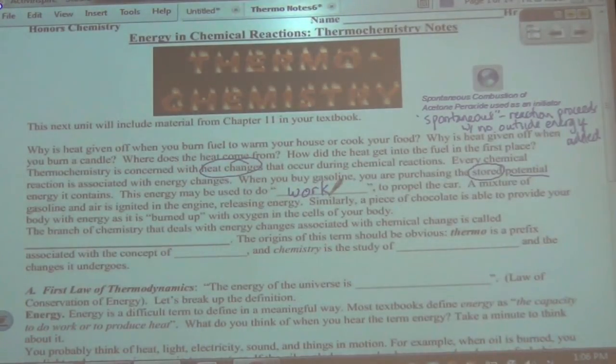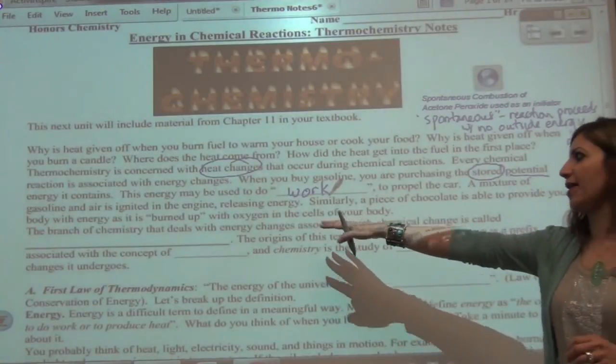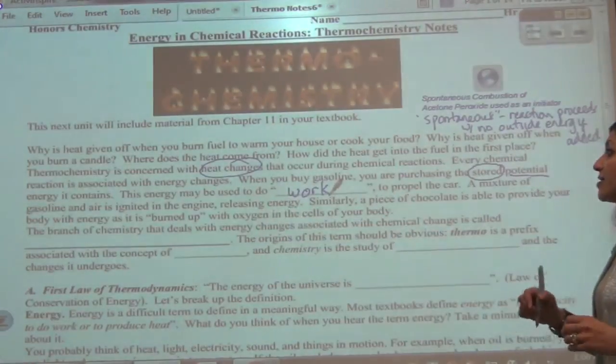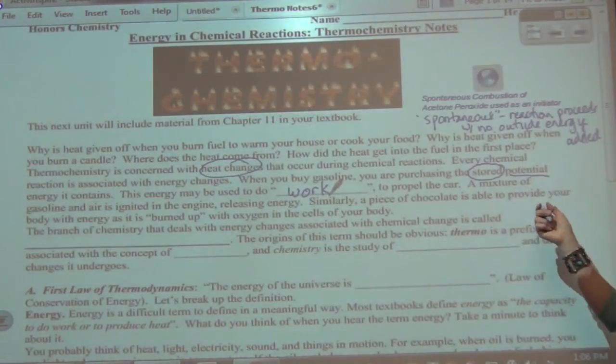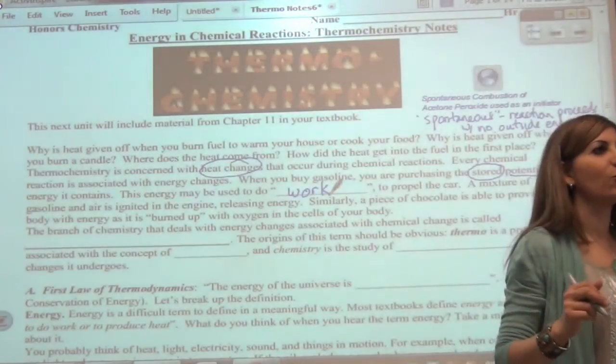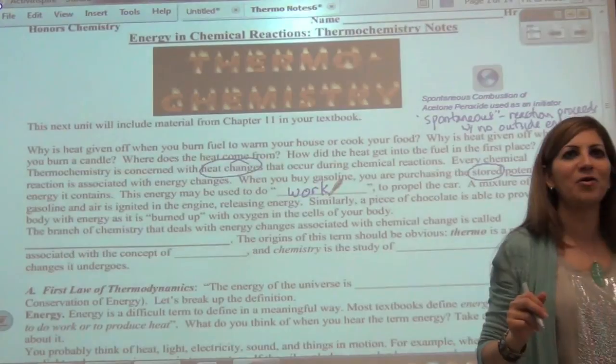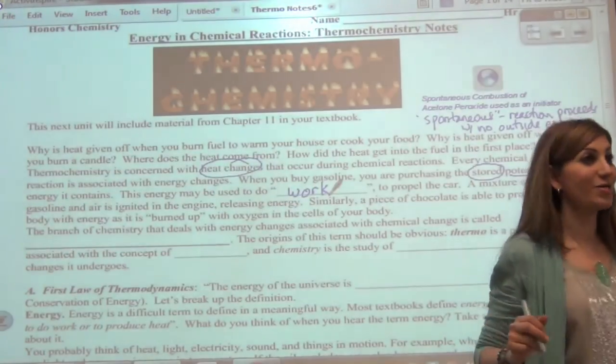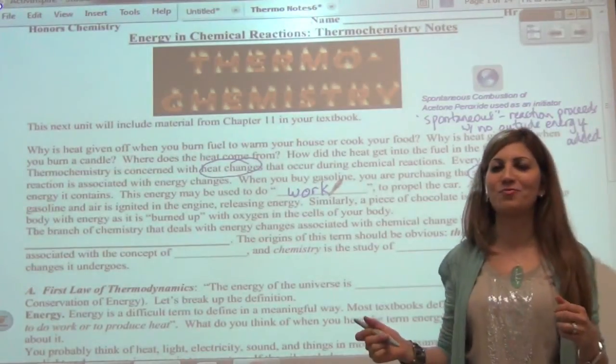A mixture of gasoline and air is ignited in the engine, and that ends up releasing the energy. Similarly, you eat a piece of chocolate, and that can provide your body with energy as it's burned up with oxygen in the cells of your body. What's that called? Starts with an R. AP Bio, human bio people. That's called respiration. Nice. That's called respiration.